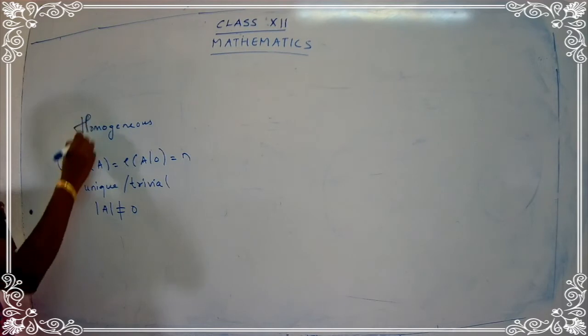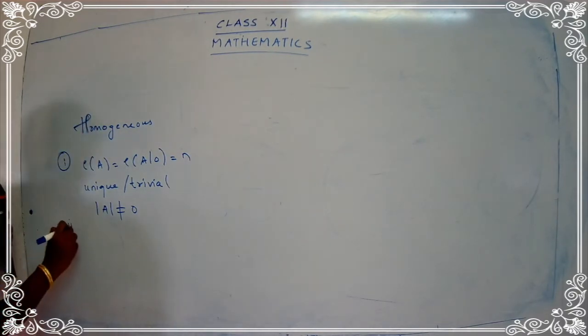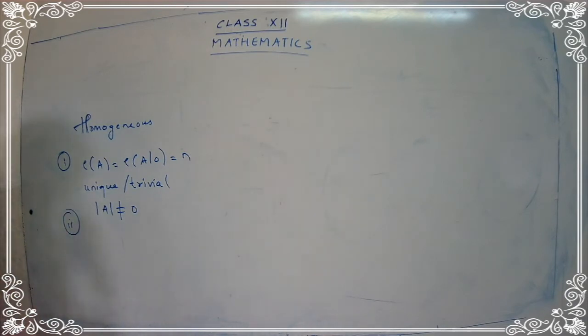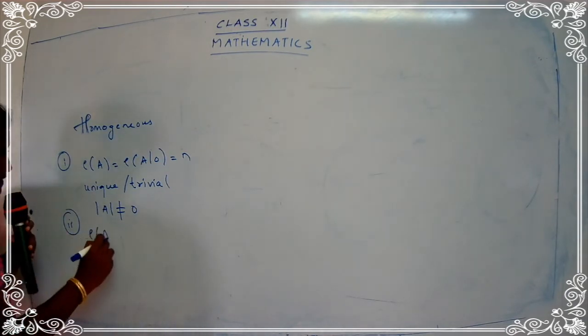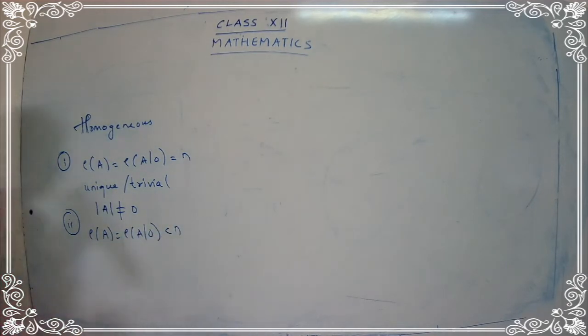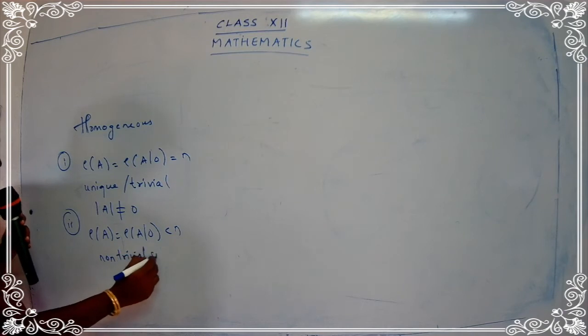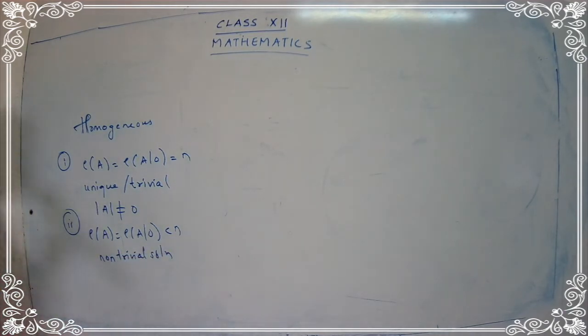So this was for homogeneous equation, the first case. Now let's go for the second case, children. Second case is rank of A is equal to rank of AO is less than N. If you have such a condition, you have to say the system has non-trivial solution. I hope you are clear with these two cases that we are going to follow for homogeneous linear equations. Okay, so that was from exercise 1.7.